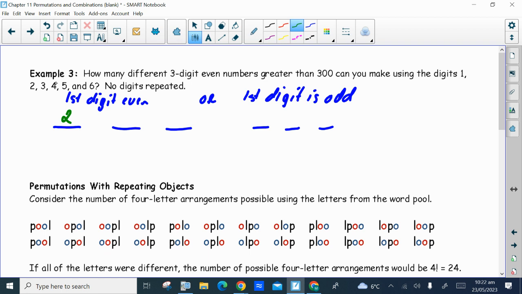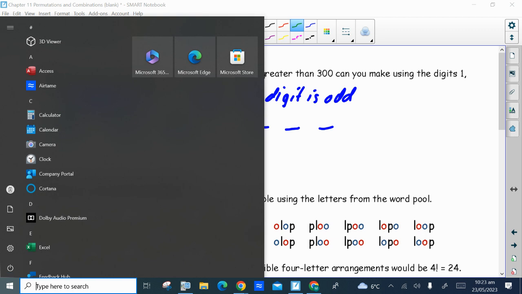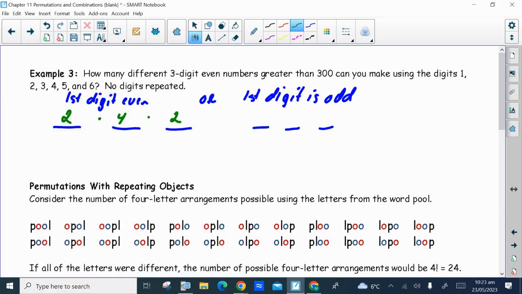Originally, we had 3 even digits to choose from: either the 2, the 4, or the 6. But we've already used one of them for the first digit, so now there's only 2 choices for the last spot. We started with 6 digits and we've used 2, that means 4 remaining for the middle spot. There's no restrictions on what the middle number can be. So 2 times 4 is 8, times 2 is 16, and "or" means to add.